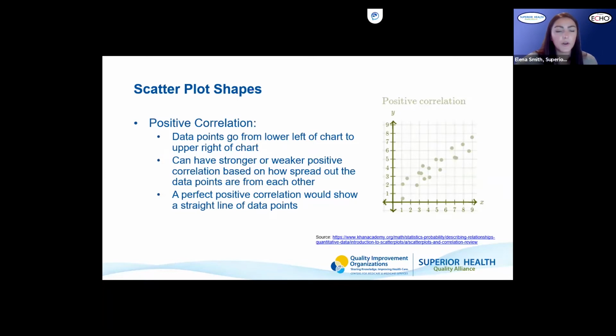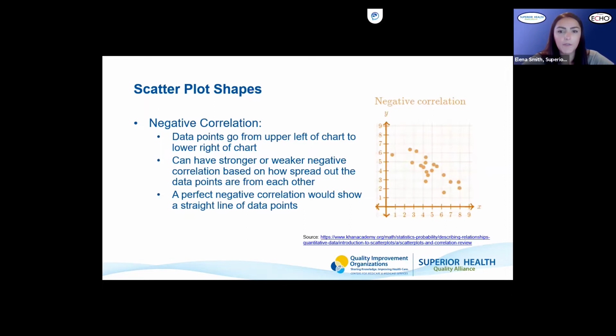You can have stronger or weaker positive correlation based on how spread out the data points are from each other. The tighter the data points are, the stronger the relationship. The looser the data points are, the weaker the relationship. And the more outliers you see on this chart, the weaker the relationship. So based on all of that, a perfect positive correlation would show a straight line of data points. This one looks pretty strong. It could definitely be stronger, but you definitely see that very distinct line going from the lower left-hand corner to the upper right-hand corner.